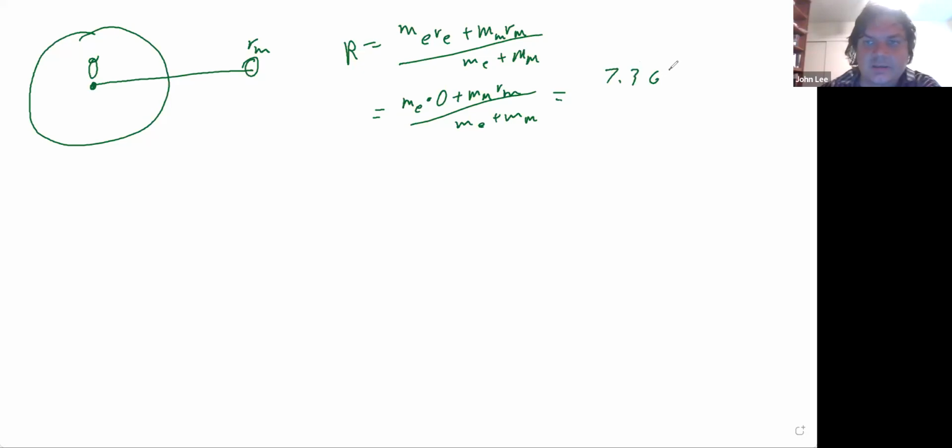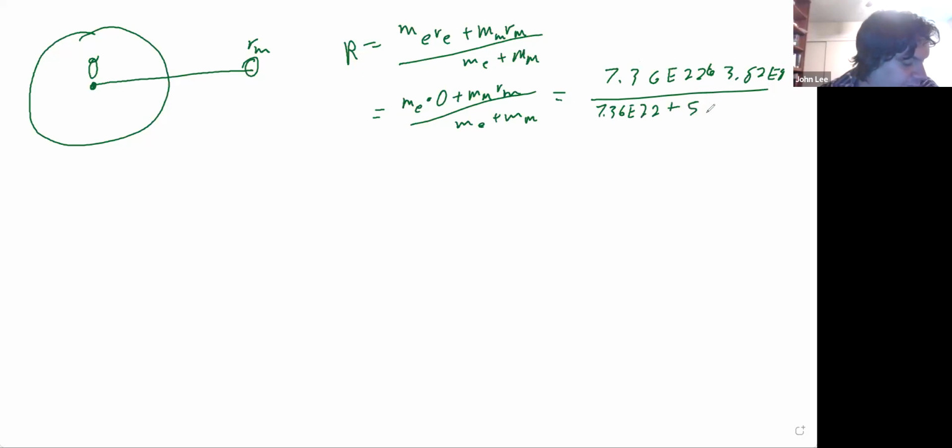7.36 E 22 kilograms times 3.82 E 8 meters divided by 7.36 E 22 kilograms plus 5.97 E 24 kilograms for the mass of the Earth, which is going to be equal to 4.634 times 10 to the 6 meters. So 4.64 times 10 to the 6 meters.